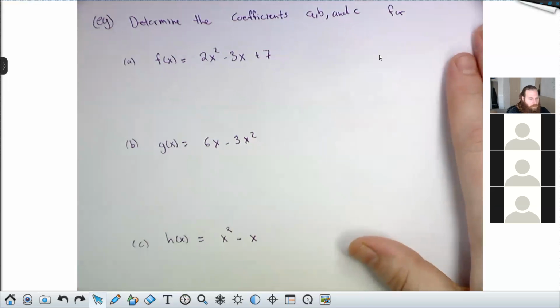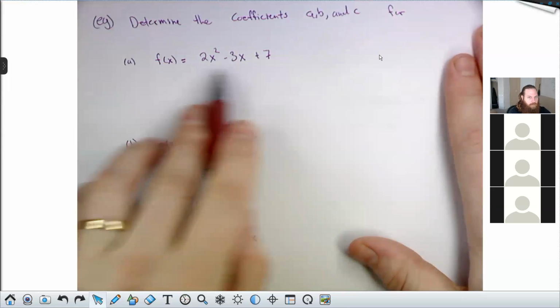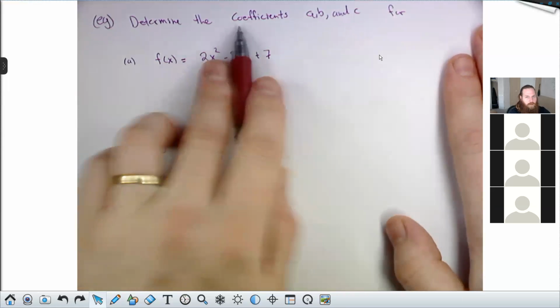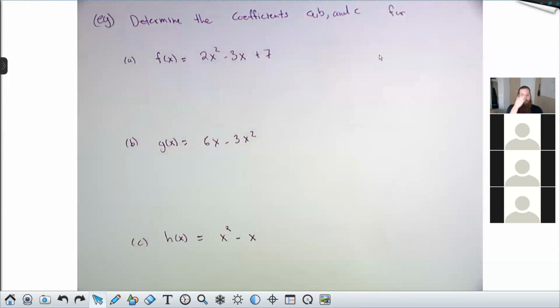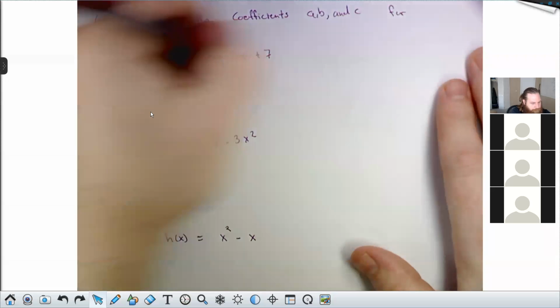All right. So in this first guy, f of x here, can we find the coefficients a, b, and c? Who can help me out with the coefficient a, the lead coefficient? Yeah, Brooke and Kendra both nailed it. Yep, Matthew. A is 2 here.